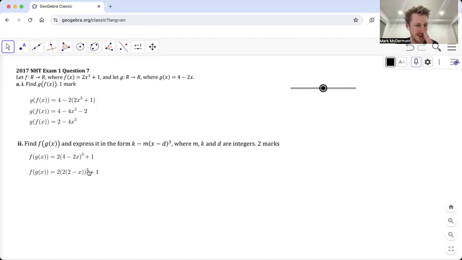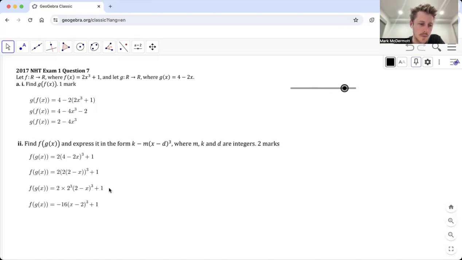So we can apply our index law: that 3 can get applied as a power to that 2, and then obviously gets applied to the 2 minus x as a power of 3 as well. So that's going to look like this. So this 2 out the front, 2 times 2 cubed times 2 minus x all cubed plus 1.